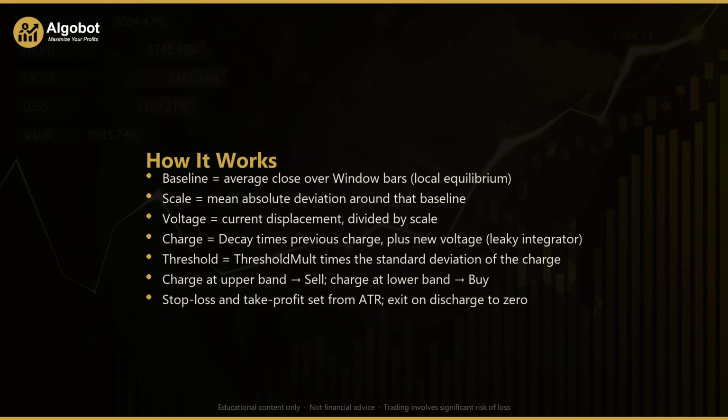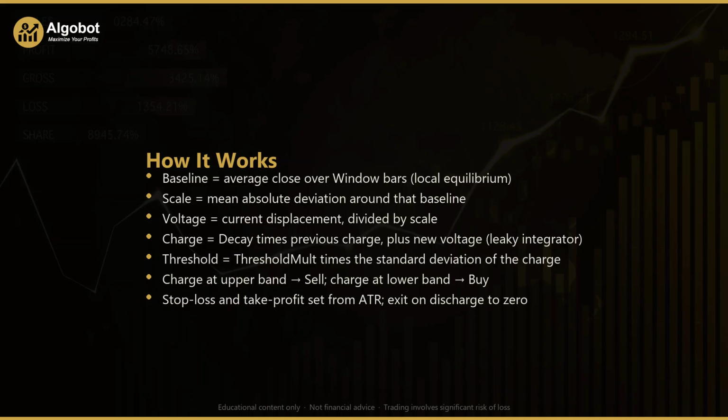Fourth, this voltage is fed into the leaky-integrator to update the charge. The previous charge is multiplied by the decay factor, 0.8 by default, and the new voltage is added on top. Because the old charge is shrunk by the decay each bar, a one-off spike fades quickly, while persistent displacement in the same direction accumulates into a large charge.